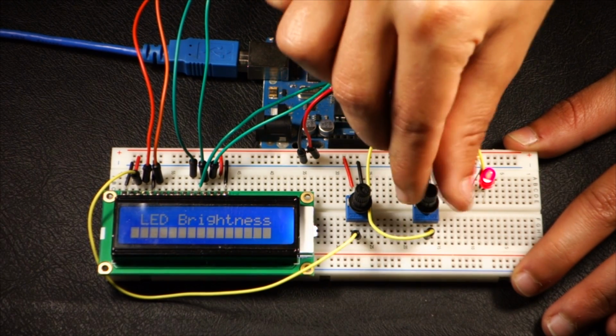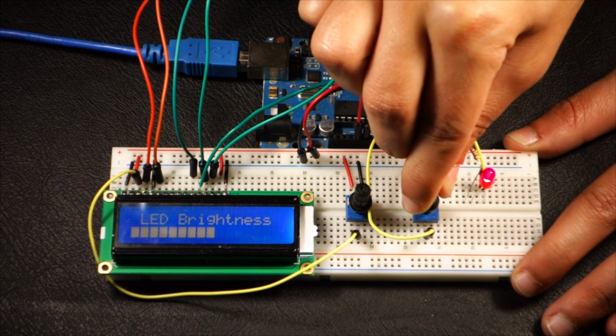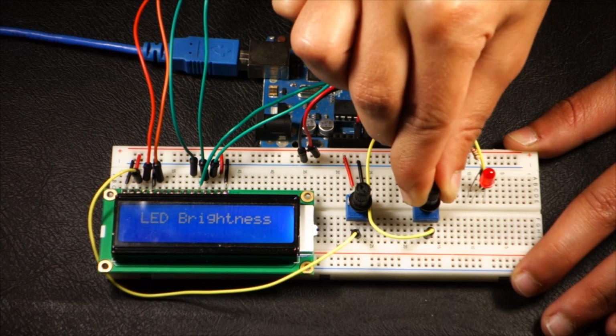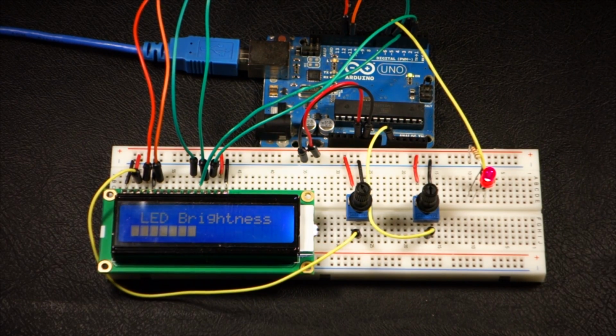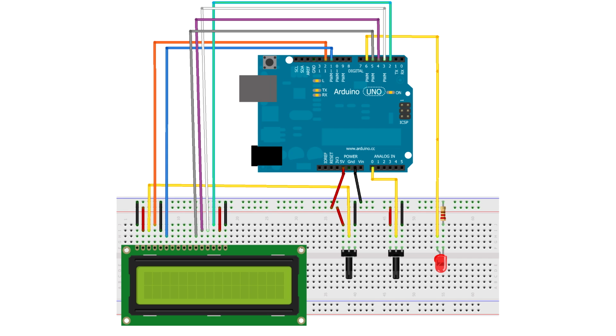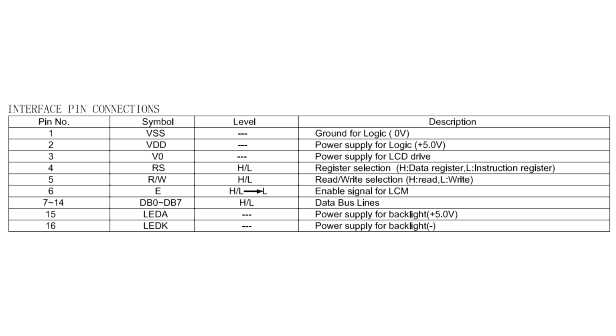In this project, we're going to display the LED brightness on a 16x2 LCD screen. Those are all the parts required. Most 16x2 LCD screens are wired like this, and they will work just fine with the Arduino code provided. But before you power up your LCD screen, make sure it has the same pinout as mine.